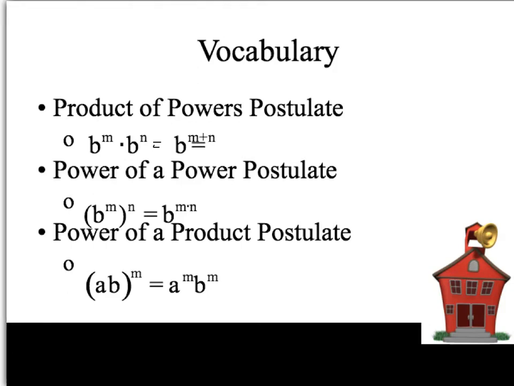Third, when you've got a product of terms within parentheses and then outside the parentheses we have one exponent, that exponent needs to be distributed to everything inside, whether it's a variable or a number. So ab all to the m power is equal to a to the m times b to the m.